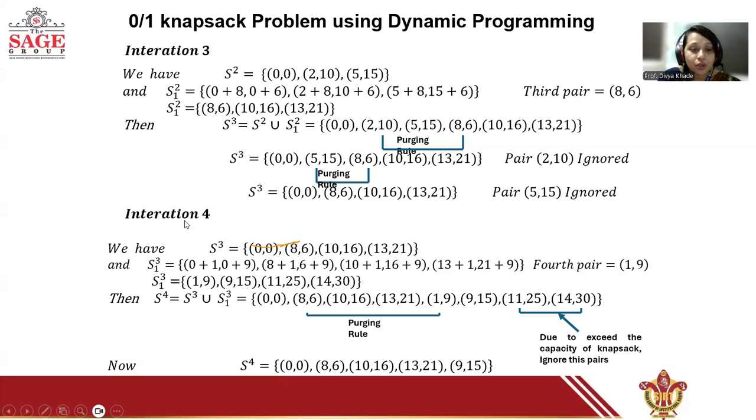After the iteration 4, as we can see, we have 0 0, 8 6, 10 16, and 13 7. We have to pair with the fourth pair, which is 1 and 9. After merging with 1 and 9, we have 0 0, 8 6, 10 16, 13 21, and 9 25. These all exceeded the knapsack capacity. That's why we have ignored all those sets.